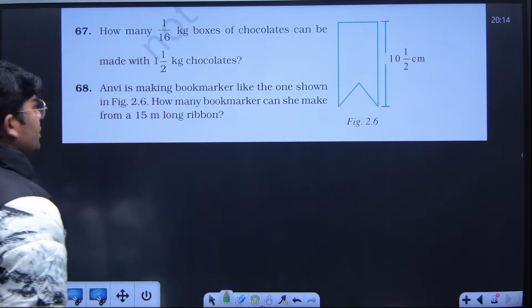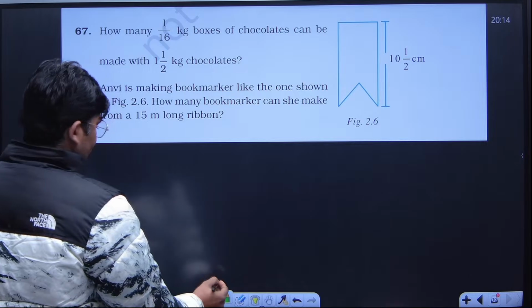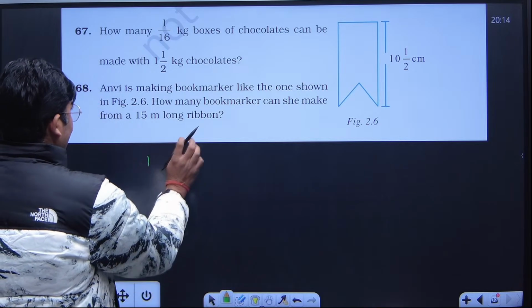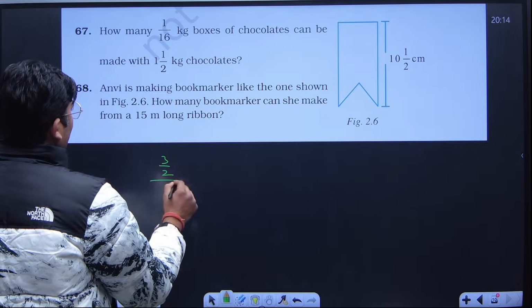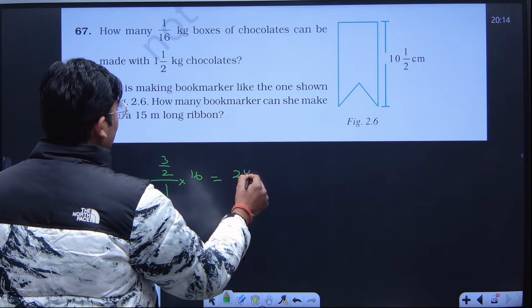How many 1 by 16 kg boxes of chocolates can be made with 1.5 kg of chocolates? So we will divide 3 by 2 by 1 by 16. Wonderful.